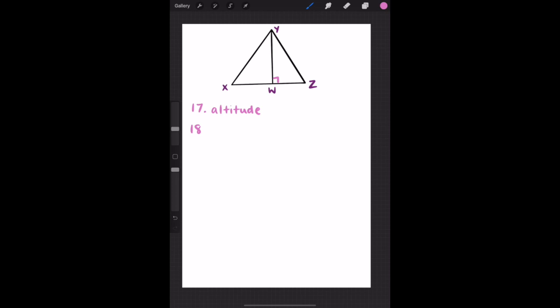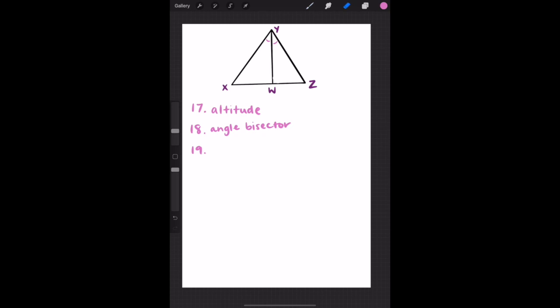Number 18, we know that angle XYW is congruent to angle ZYW. I'm erasing that little right angle because we don't know that anymore for 18. So again, angle XYW is congruent to angle ZYW. Drawing those little angle symbols. So with that being all we know, we can only say that 18 is an angle bisector. So it cuts that angle in half.